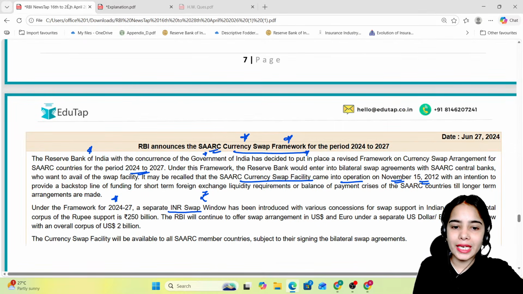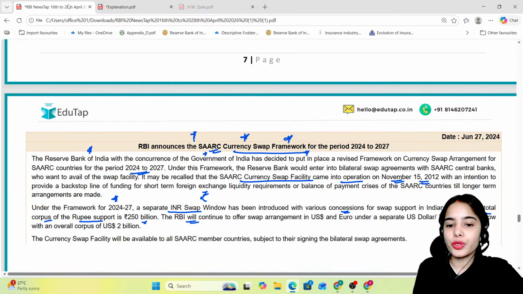Now, the INR swap window has been introduced with various concessions. Various concessions are being provided at the interest rate. That's why it is beneficial to take the facility under the SAARC currency swap arrangement. Okay, the total corpus of the rupee support is 250 billion rupees.